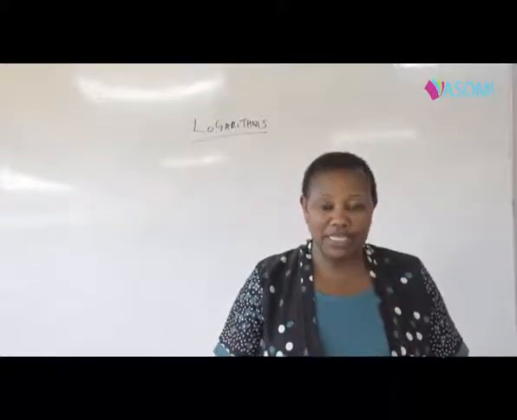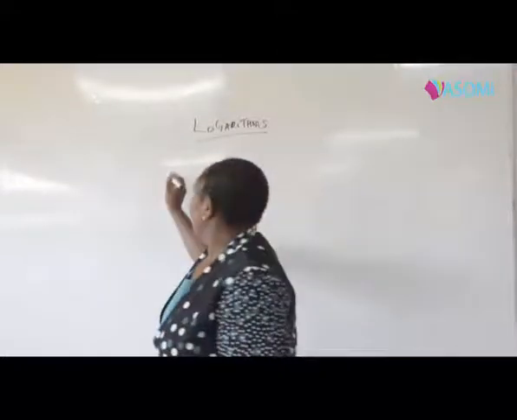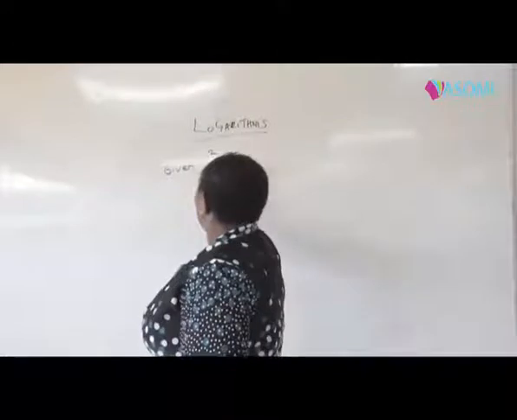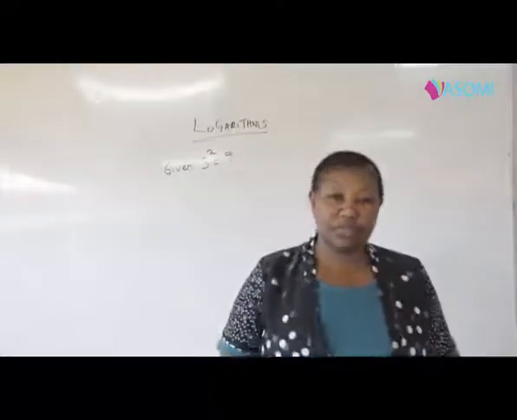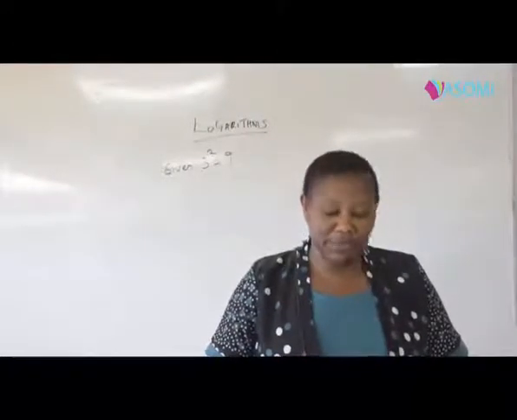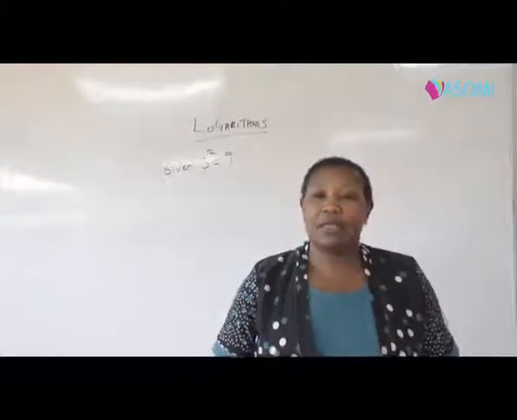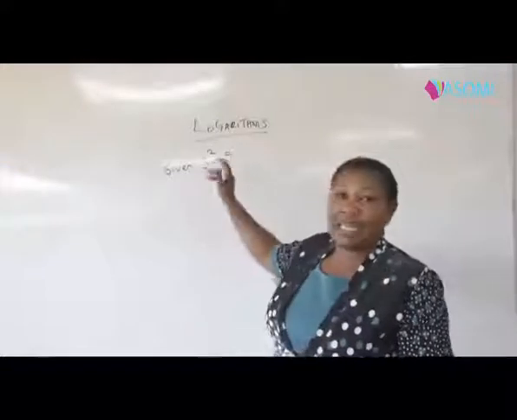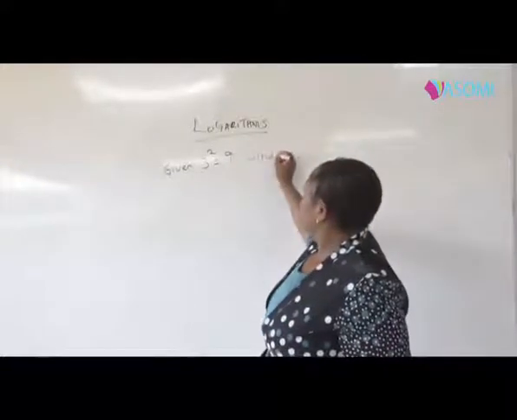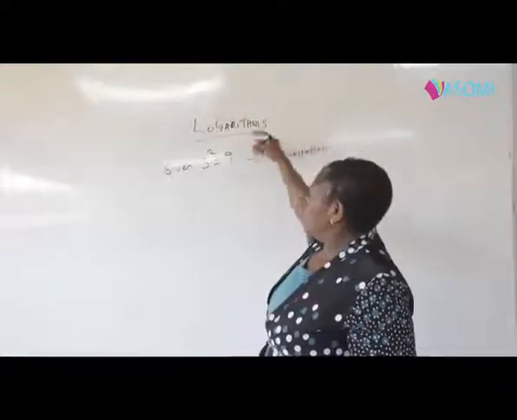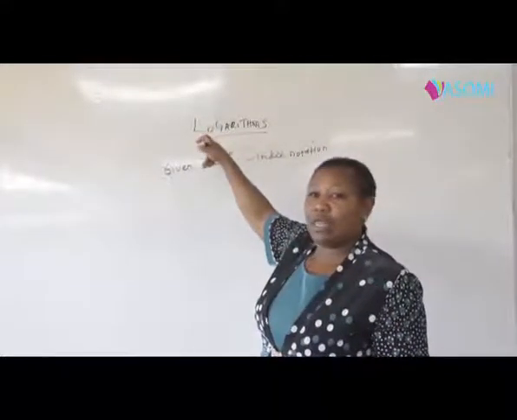We are going to use an example. Given 3 to power 2 is equals to 9. We have already seen this in our previous lesson. 3 squared is equals to 9. This is what we refer to as the index notation, because we have the number written with a power.